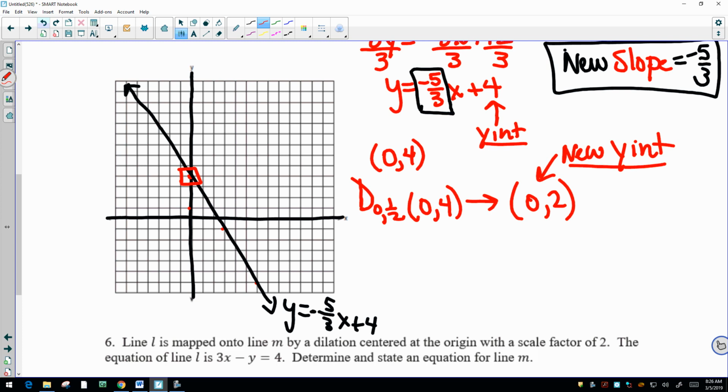Okay, so I could write that equation now. I have everything I need. They wanted it in slope-intercept form. I have my slope, I have my intercept. So our new equation, put it all together, y equals negative 5/3 x plus 2.